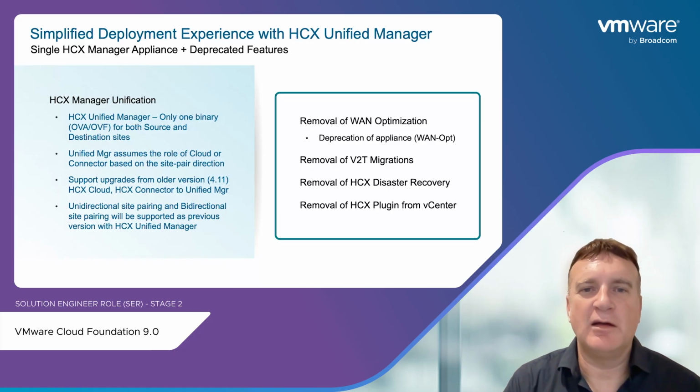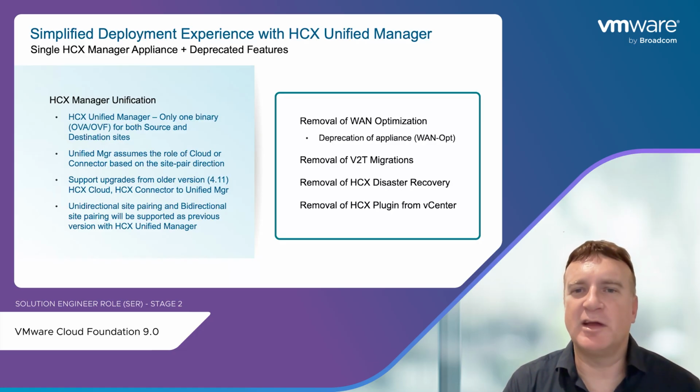We're also ensuring a smooth upgrade path, so you can seamlessly upgrade from older versions, specifically 4.11 HCX Cloud and HCX connectors, to the Unified Manager. And rest assured, both unidirectional and bidirectional site pairing will continue to be supported with the same architectures that are also supported in previous versions. On the right-hand side, we can see that we've highlighted the removal of certain features within HCX. This includes the removal of WAN optimization, V2T migration capabilities, HCX disaster recovery, and the HCX plugin from vCenter.